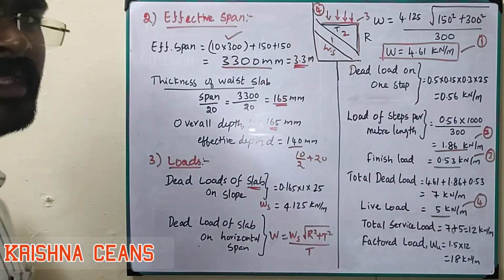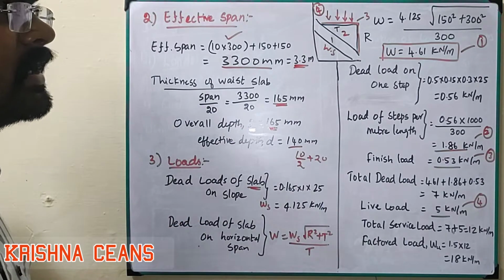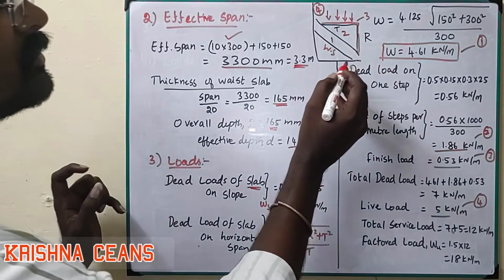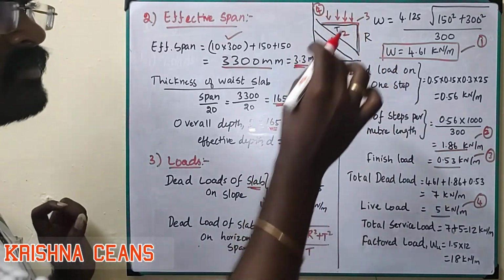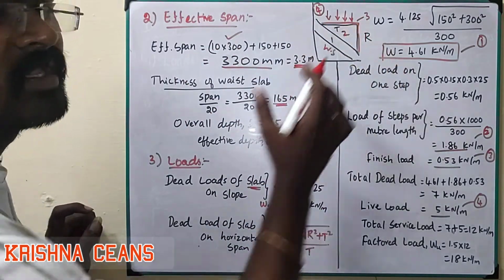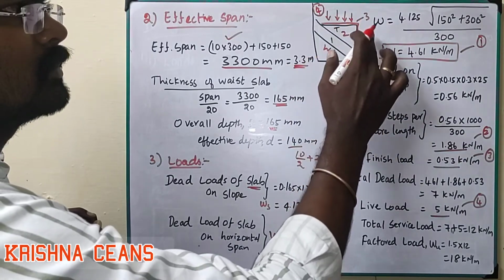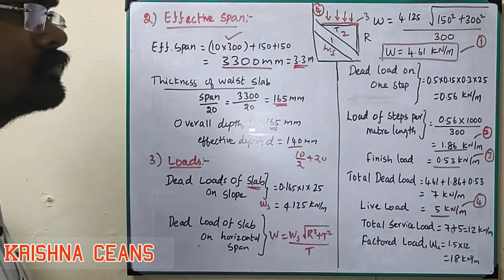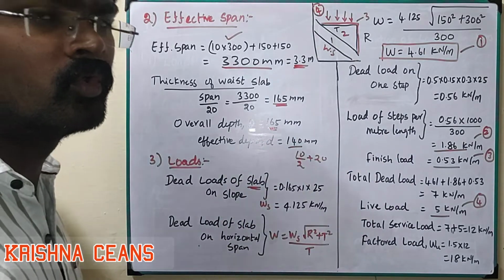Next we have to find the load on the staircases. So the loads which are acting on the staircases: number 1, self weight of the slab. That is the first load. Number 2, self weight of the steps. Then third one, finish load. Number fourth one, live load. So these are the 4 loads we have to calculate in order to go for the design.